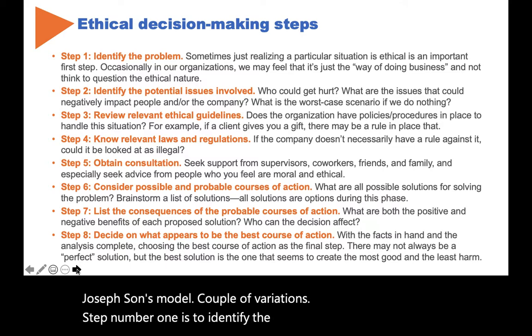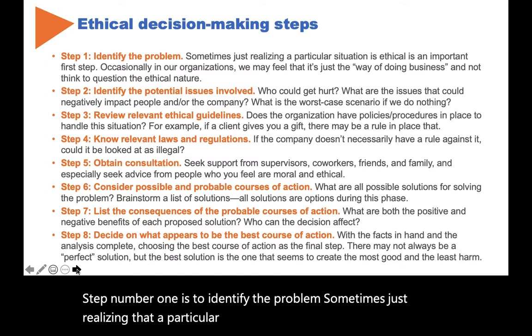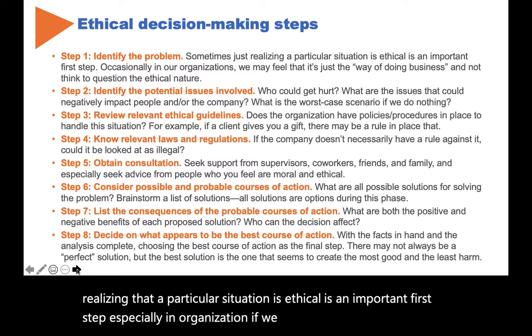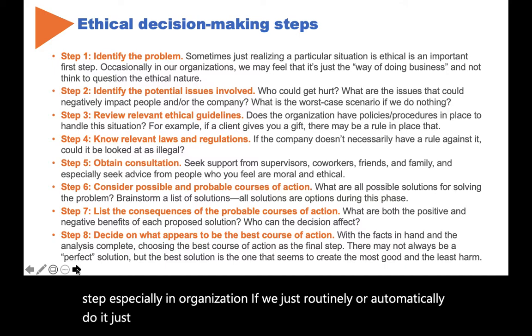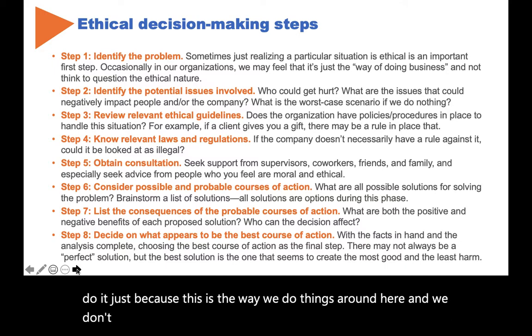Sometimes just realizing that a particular situation is ethical is an important first step, especially in an organization, if we just routinely or automatically do it because this is the way we do things around here and we don't even question whether it is. So first, identify the problem. Is it an ethical situation?